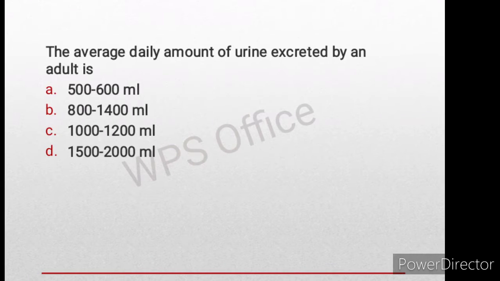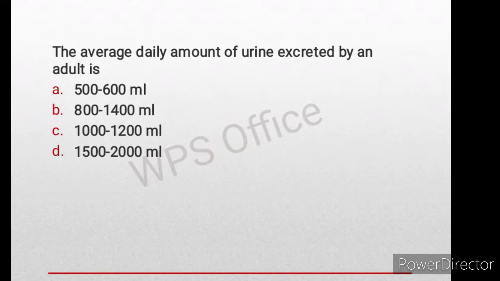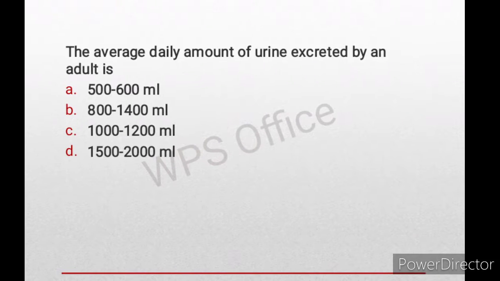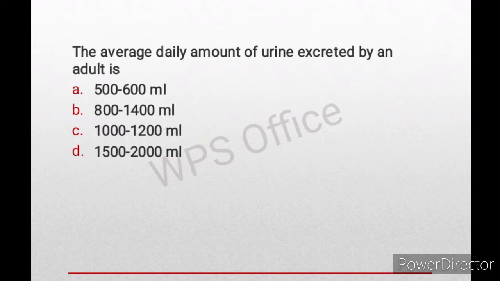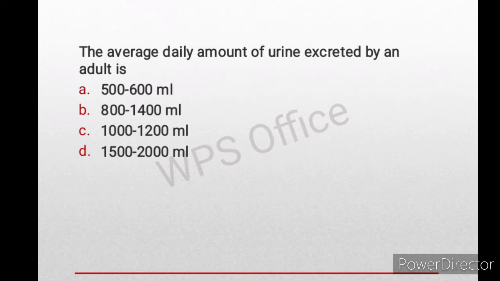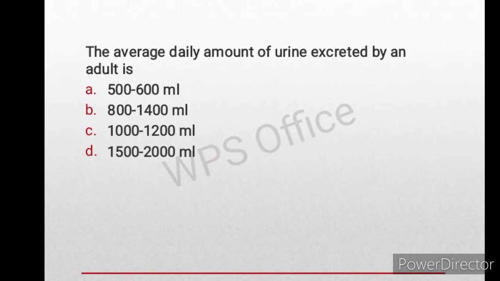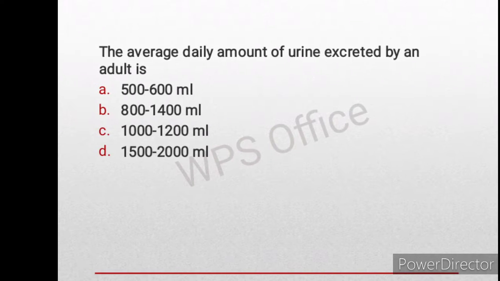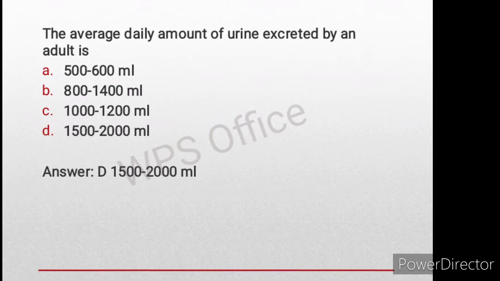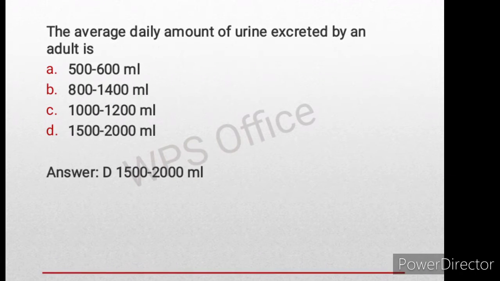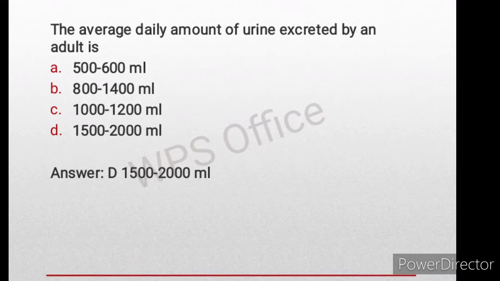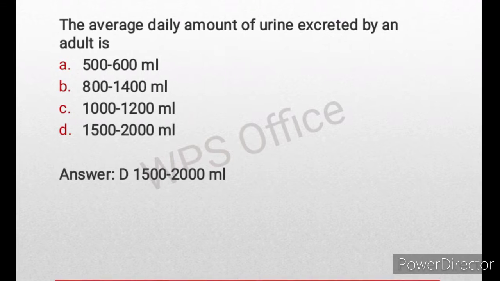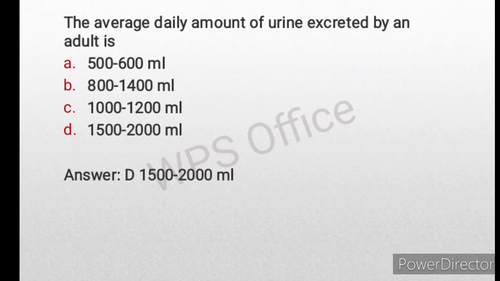The average daily amount of urine excreted by an adult is: option A, 500 to 600 ml. Option B, 800 to 1400 ml. Option C, 1000 to 1200 ml. Option D, 1500 to 2000 ml. The correct answer is option D, that is 1500 to 2000 ml. An adult's average urine output ranges between 1500 and 2000 ml per day.